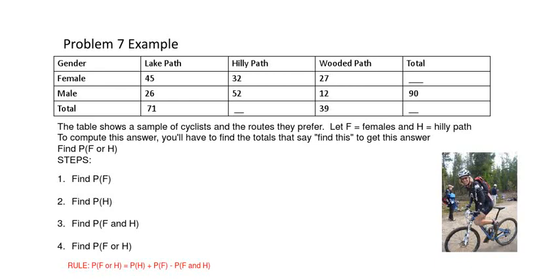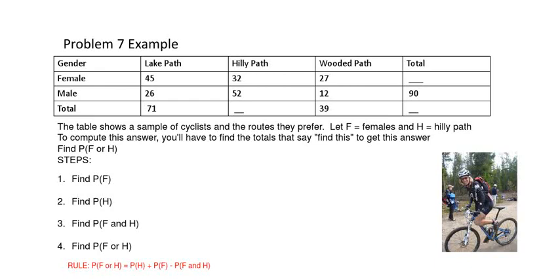In this example, we're given a contingency table. This table shows a sample of cyclists and the routes they prefer in a biking tournament. We're going to let event F be females and H equal the hilly path, and we want to compute our answer. But to compute our answer, we need to fill out the rest of this table.